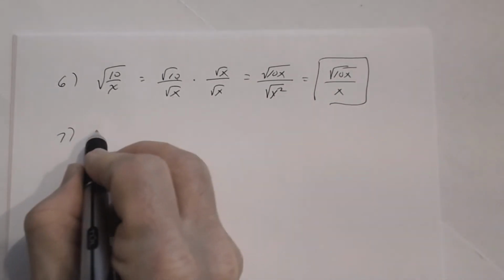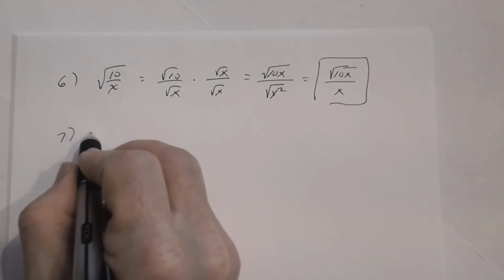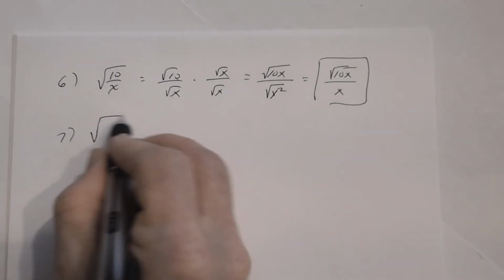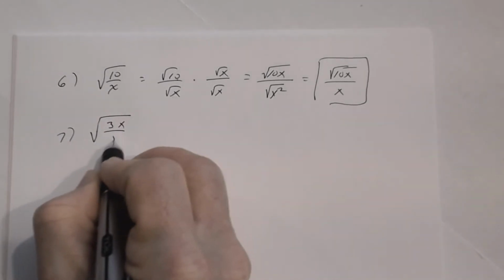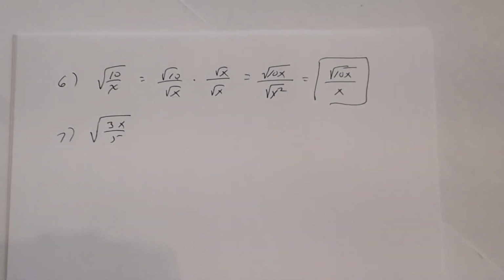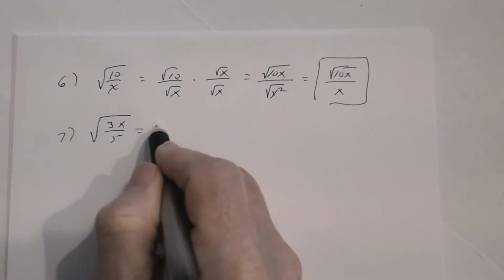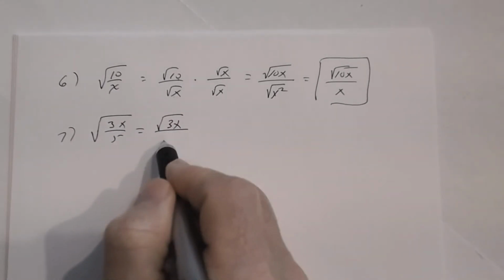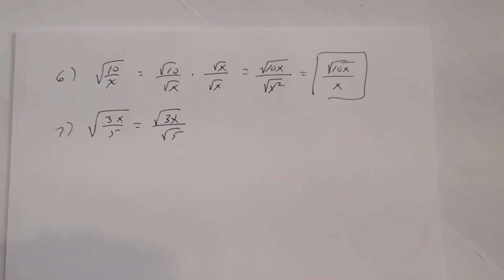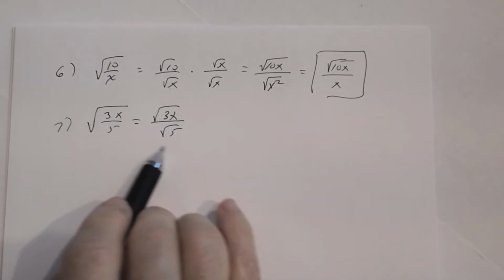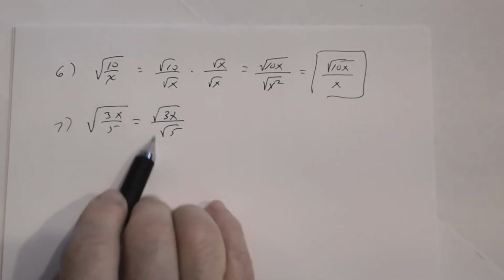Number 7. We have the square root of 3x divided by 5. All right, so again, using the quotient rule, I'm going to write it as the square root of 3x divided by the square root of 5. And notice I have a square root in the denominator, so I want to rationalize the denominator. In other words, I want to get rid of that square root that's in the denominator.